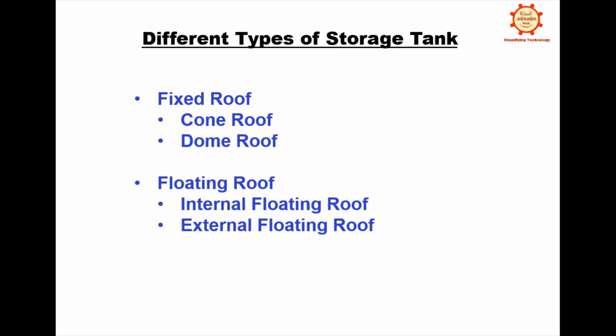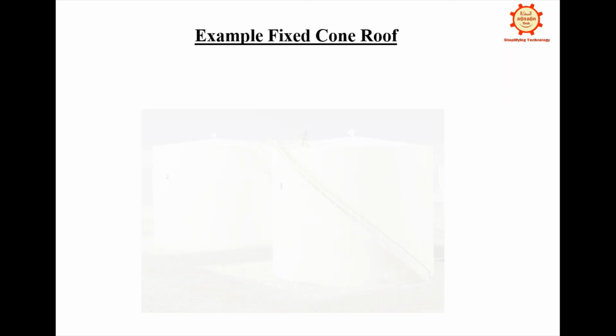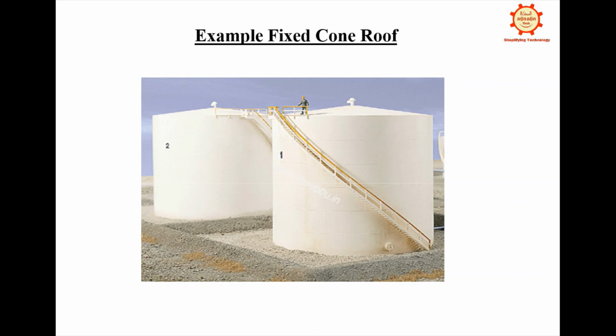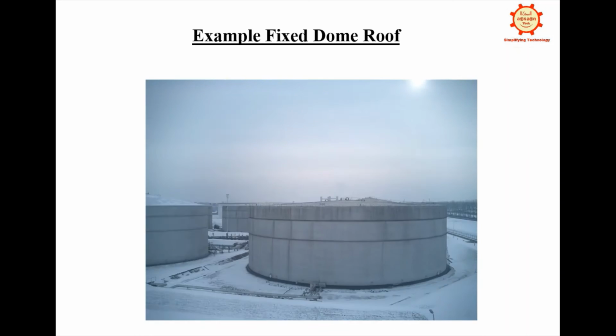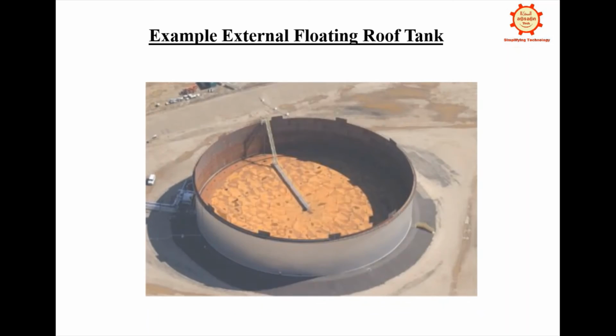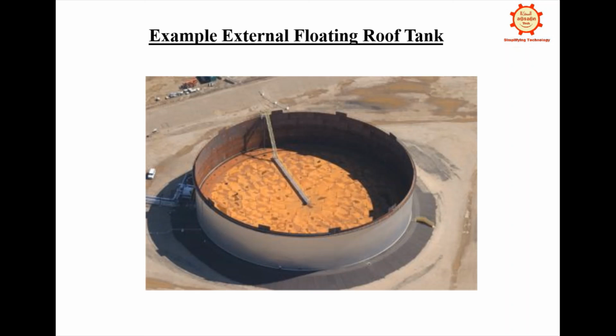Again the tanks are subclassified based on their roof construction into fixed roof and floating roof. Fixed roof is subclassified into cone roof and dome roof, and floating roof is classified into internal floating and external floating. So you can see how it is. When the top is a cone type, it is a cone roof tank, and when the top side is dome type, it is a dome roof. And when the roof is floating on the liquid, it is a floating roof tank.